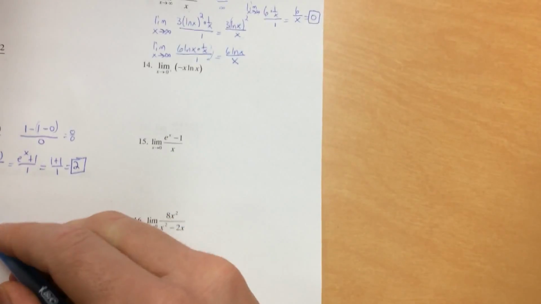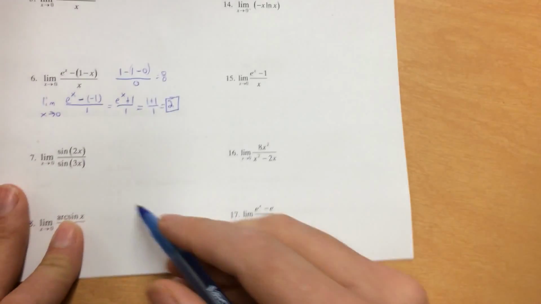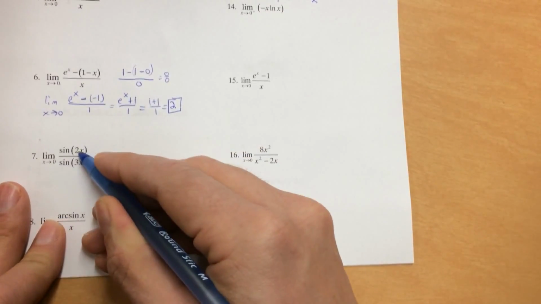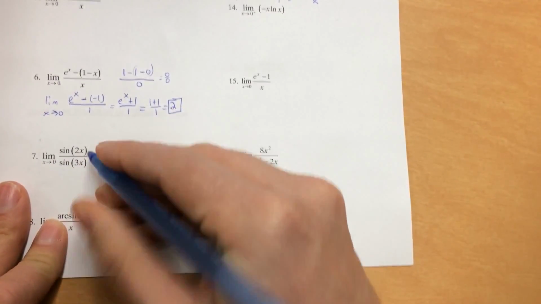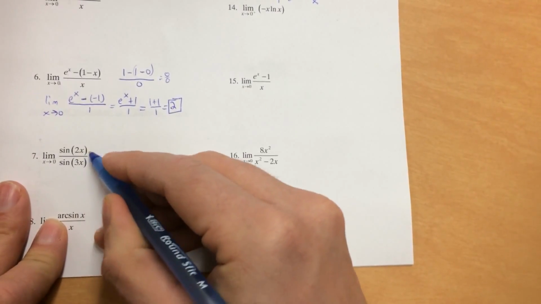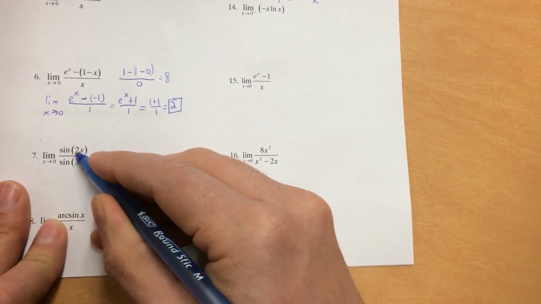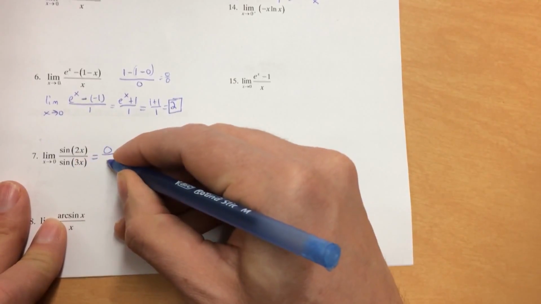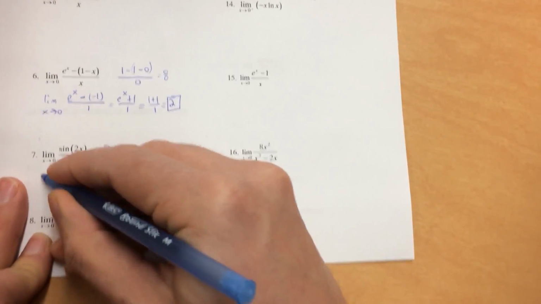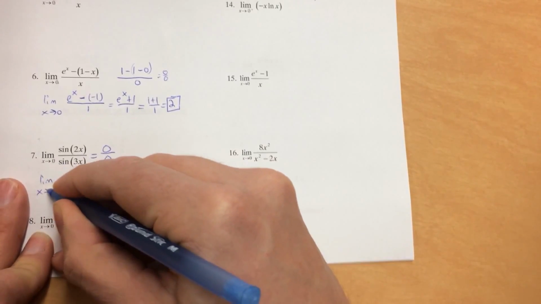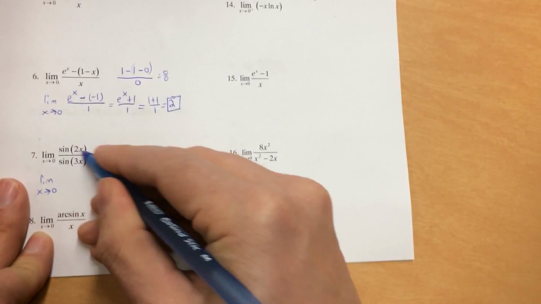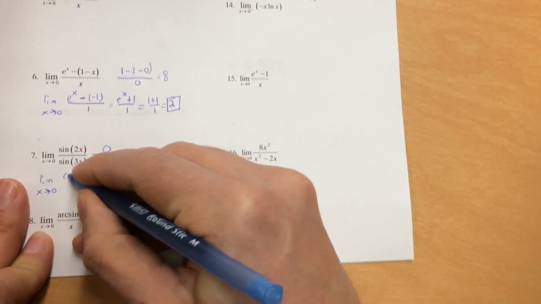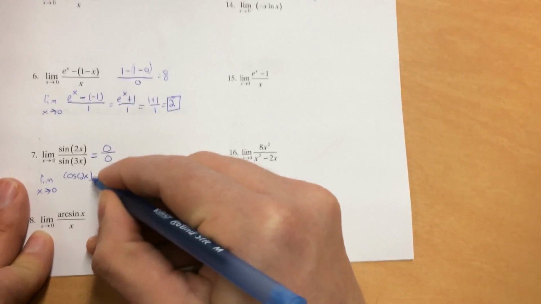I really like number 7. Let's do number 7. Limit as x approaches 0 here. When we plug in 0, we get 2 times 0 is 0. Sine of 0 is 0. Sine of 0 is 0. And so this we can use L'Hopital's rule. So we're doing limit as x approaches 0 of, this is a chain rule, the derivative of sine of 2x is cosine of 2x times 2.